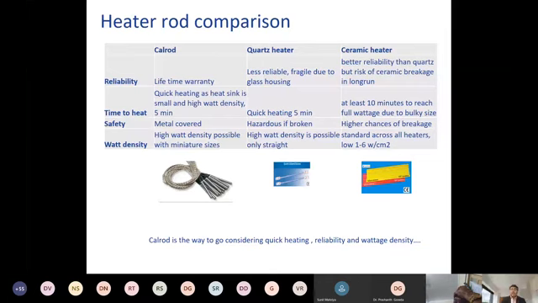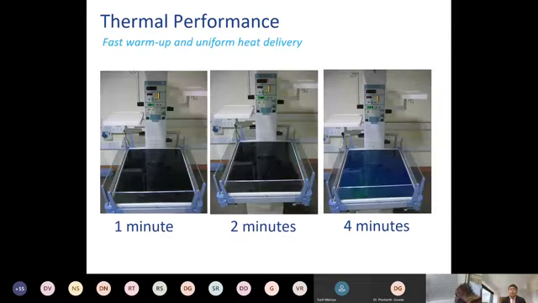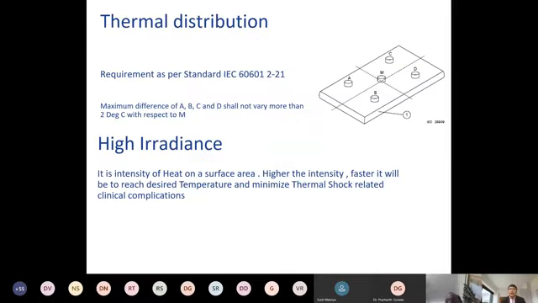This is just a demonstration of how it looks like in 1 minute, 2 minutes, and 4 minutes. If the irradiance is high and the heat distribution is nice, you can see how nicely. So we have used the thermal paper to show how nicely it's been distributed. Now, two things in this are very important. One is how the heat distribution happens.